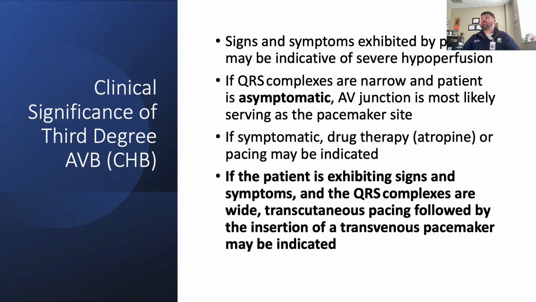So the signs and symptoms exhibited by the patient may be indicative of severe hypoperfusion. If the QRS complexes are narrow and the patient is asymptomatic, the AV junction is most likely serving as a pacemaker site. If symptomatic, drug therapy or most likely pacing may be indicated. If the patient's exhibiting signs and symptoms and the QRS complexes are wide, transcutaneous pacing followed by the insertion of a transvenous pacemaker in the hospital will most likely be indicated.